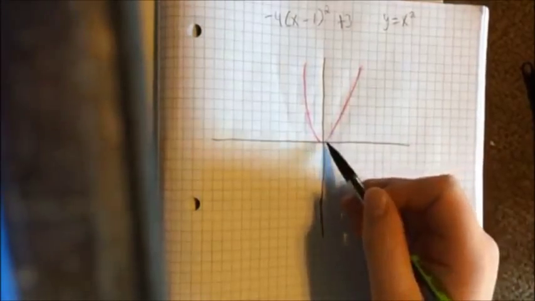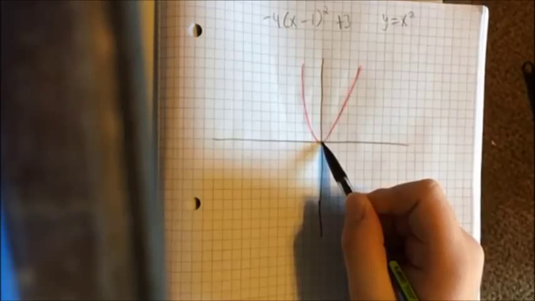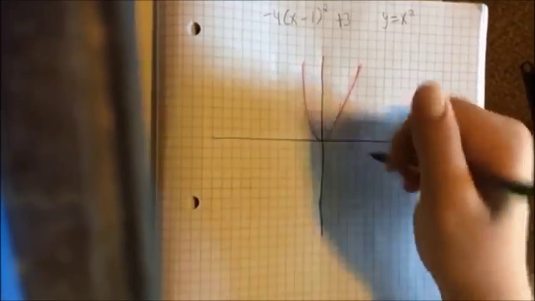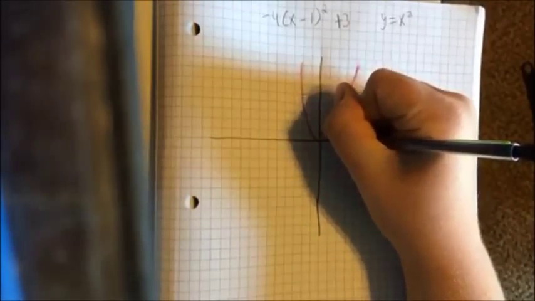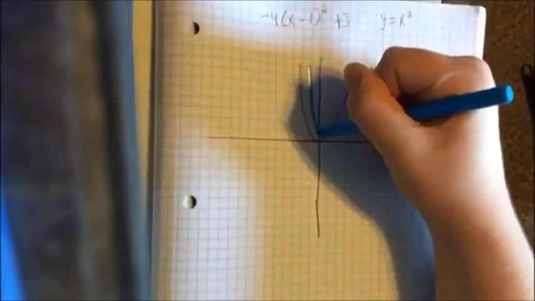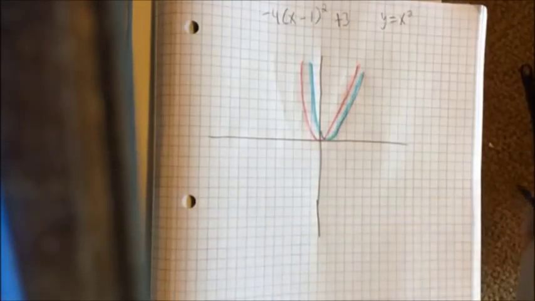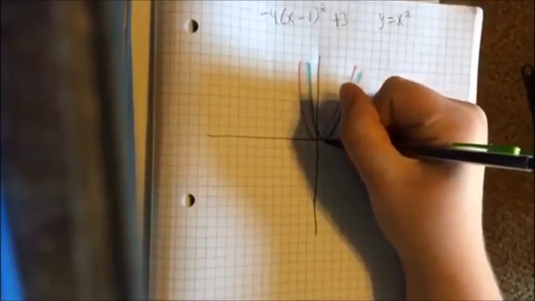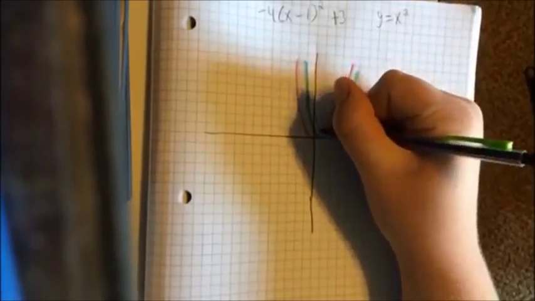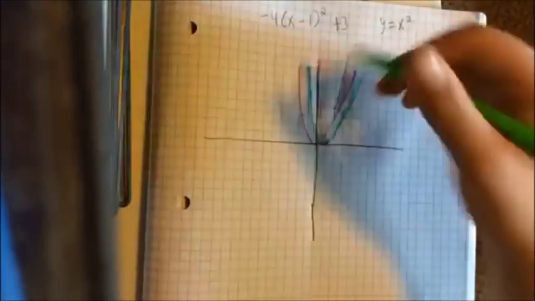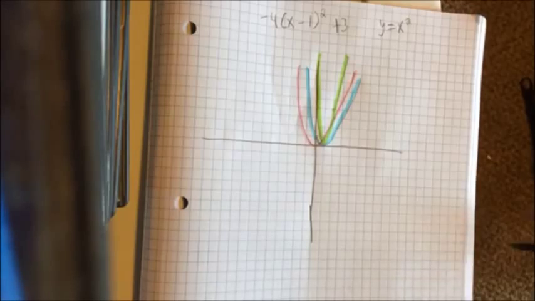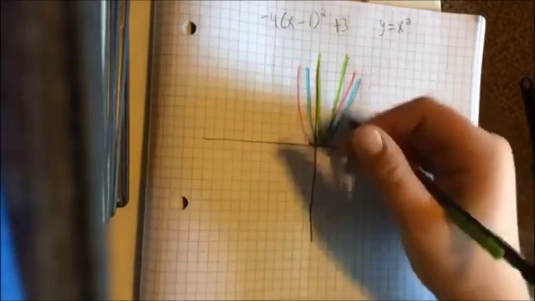Again, we must start at the origin, and this time we're going to move to the right 1 because it is a -1 and it switches signs. Then we must have a vertical stretch of 4. The next thing that must be done is, since it is a -4, it must be reflected over the x-axis.